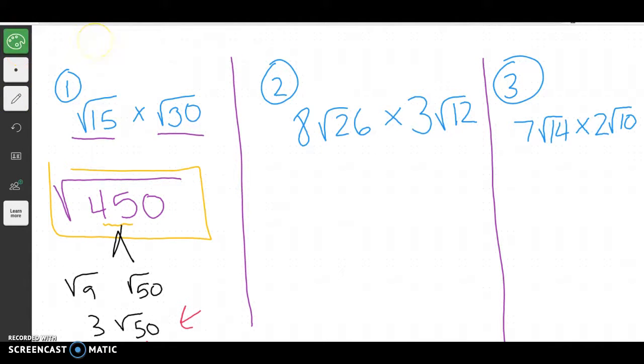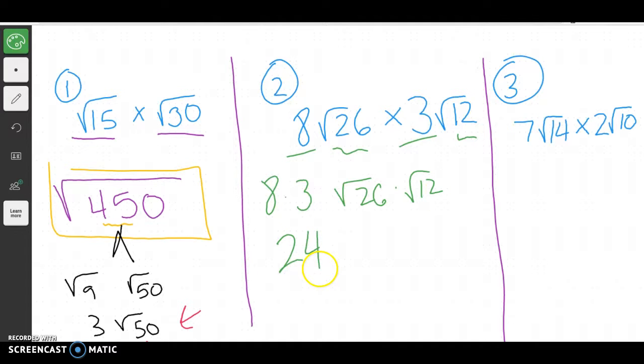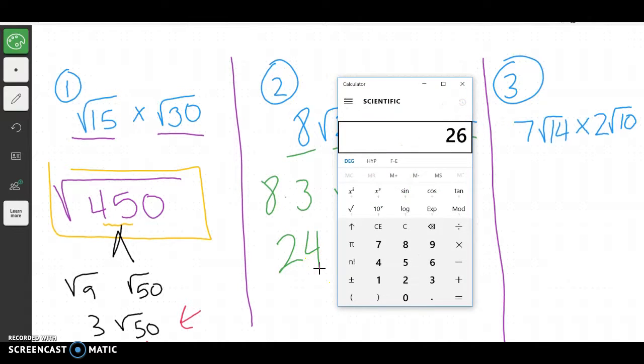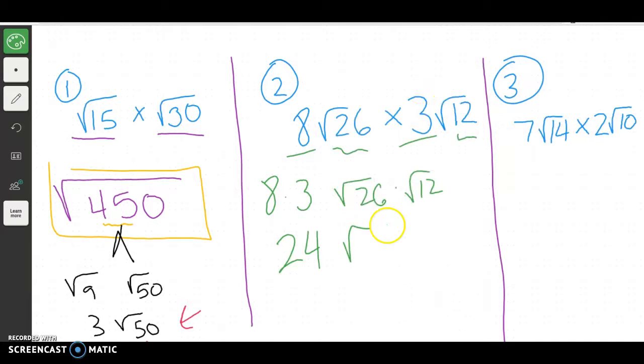Here's this one. Again, I'm going to rearrange this problem right off the bat. So I'm going to rearrange this to be 8 times 3 and radical 26 times radical 12. So that's going to give me 24. And again, I'm going to use my calculator. So 26 times 12, 312. So again, that was the easy part. The easy part was multiplying the things together. The hard part is going to be breaking apart 312.